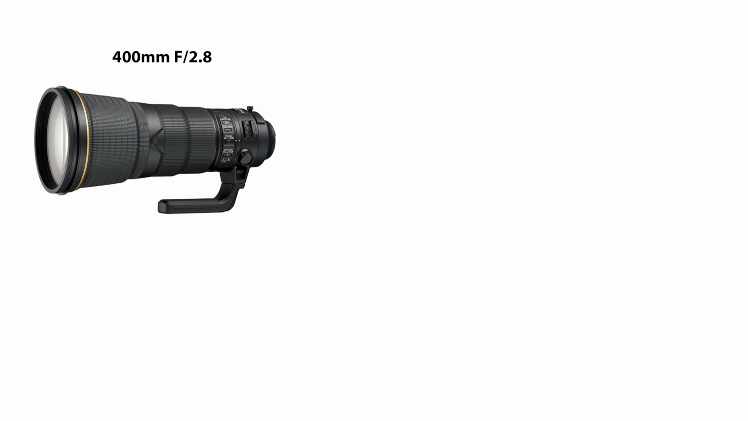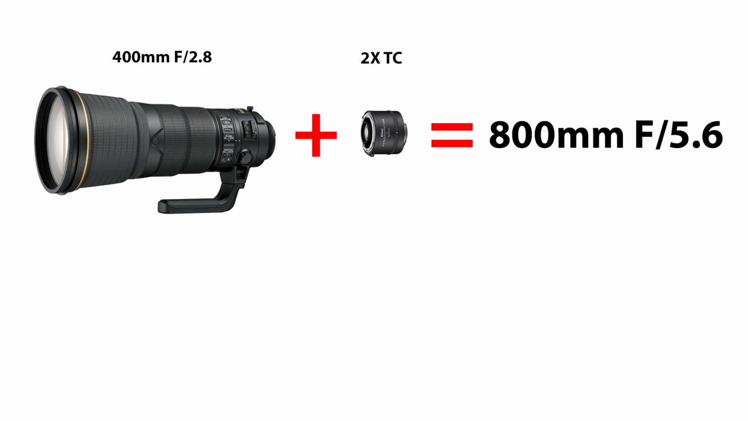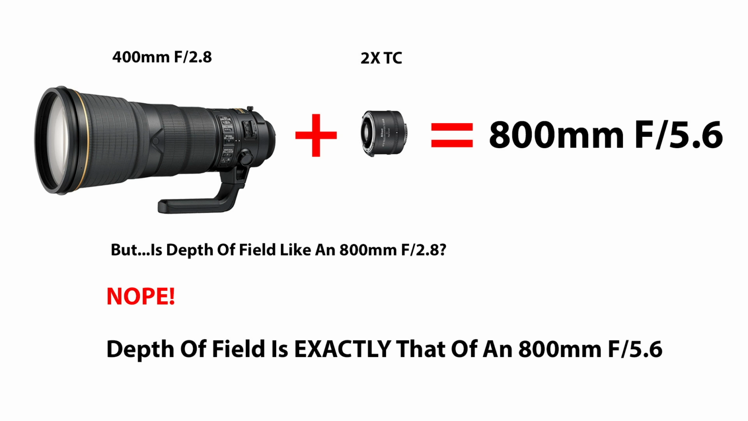By the way, people often wonder how a TC affects depth of field. After all, if you put a 2x converter on, say, a 400mm 2.8 lens, you end up with an 800mm f5.6 lens, but does it have the depth of field of an 800mm f2.8 since you started at 2.8? And the answer is nope, it sure doesn't. So for our example, when you add a 2x TC to your 400 2.8, the lens acts exactly like an 800 5.6, depth of field and all, and the same applies to any other lens and TC combo.